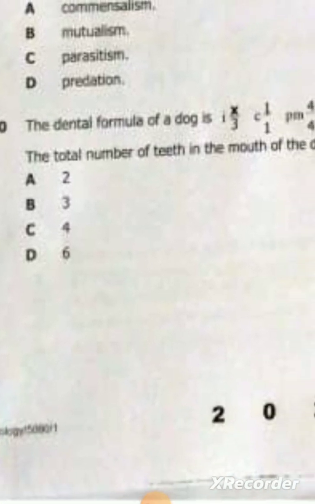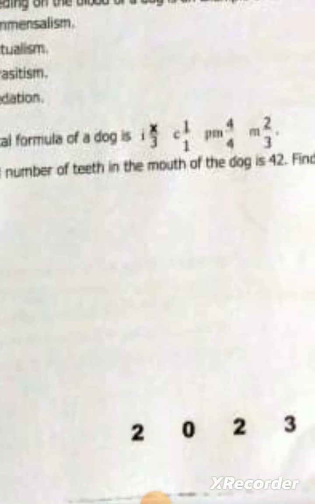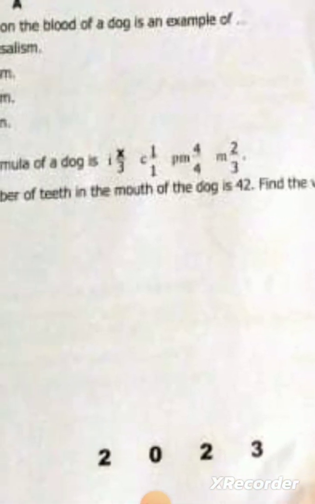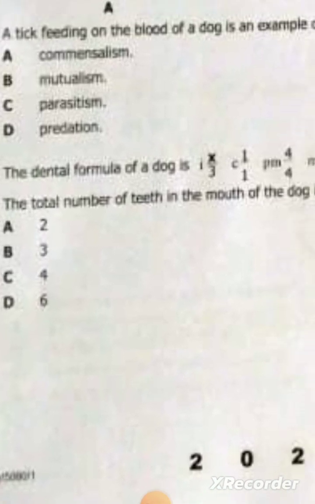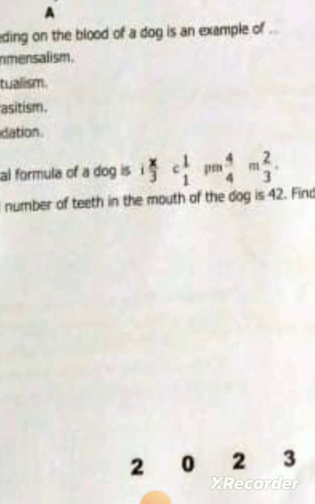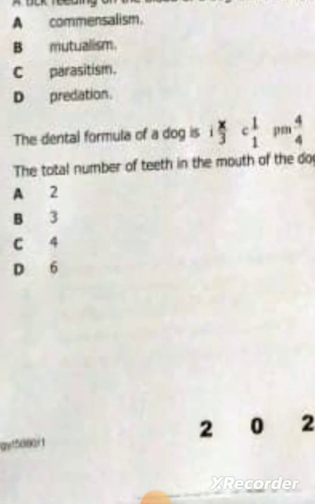Question 10. The dental formula of a dog is this. The total number of teeth in the mouth of the dog is 42. Find the value of x. So remember, to calculate the dental formula, we add all the numbers, then we multiply by 2. So which number can we put here so that when we add all the numbers and multiply by 2, it will give us 42?